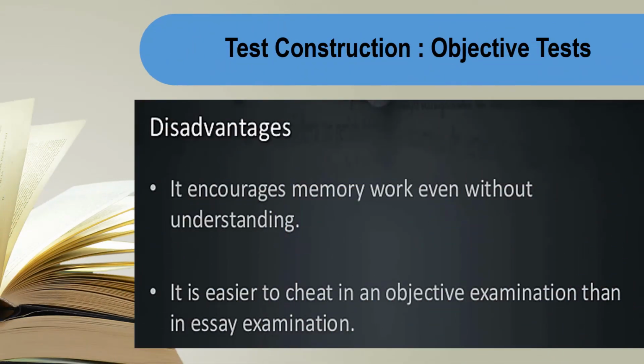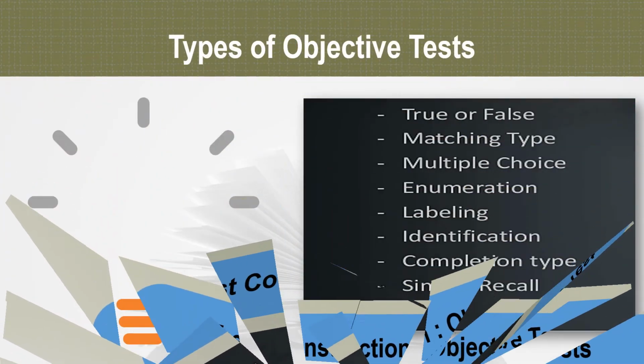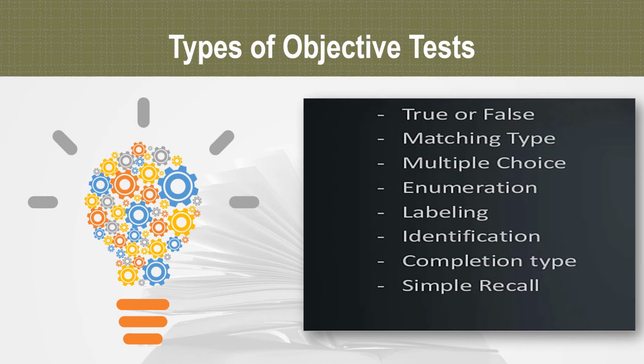It encourages memory work even without understanding, is what I have said. It's prone to guessing. It is easier to cheat in any objective examination rather than an essay examination, which is very true. Examples of your objective type of test: true or false, matching type, multiple choice, enumeration, labeling, identification, completion type, and simple recall.